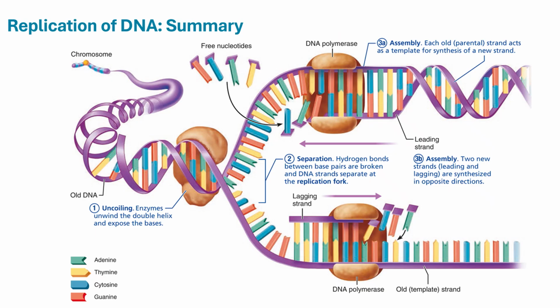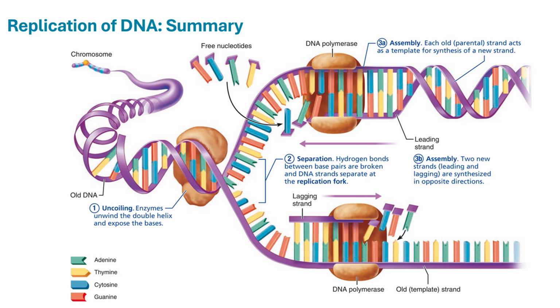So let's look at this summary of DNA replication. It starts out with chromosomes that end up being in this double helix, and we have old DNA. The first step is the uncoiling. This is where an enzyme here will unwind the DNA helix and expose the bases. The separation is happening at the replication fork. So this is where the hydrogen bonds between the base pairs are broken and the DNA strands separate right here.